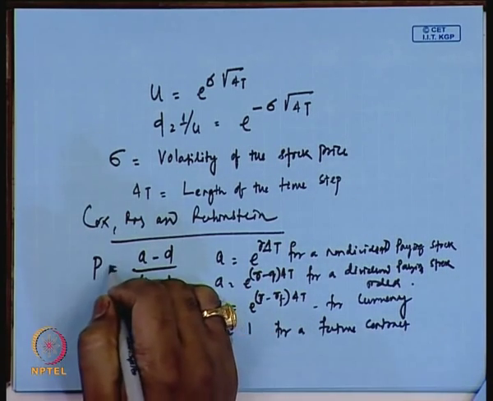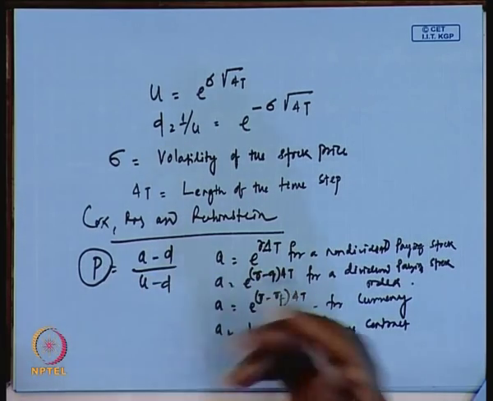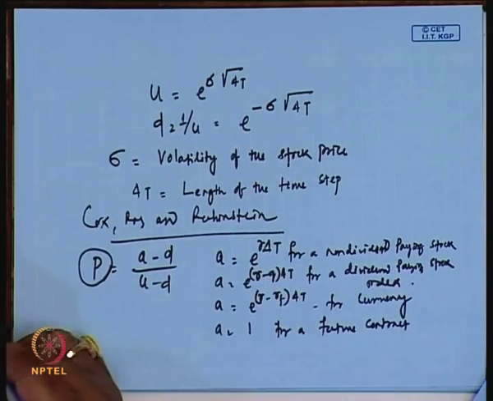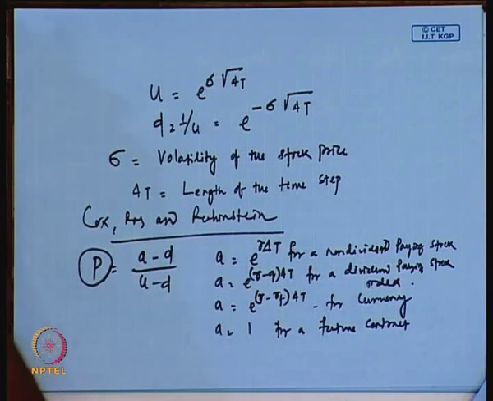So, this is the way the probability of the up move, that is, the probability that the price can go up, can be decided.